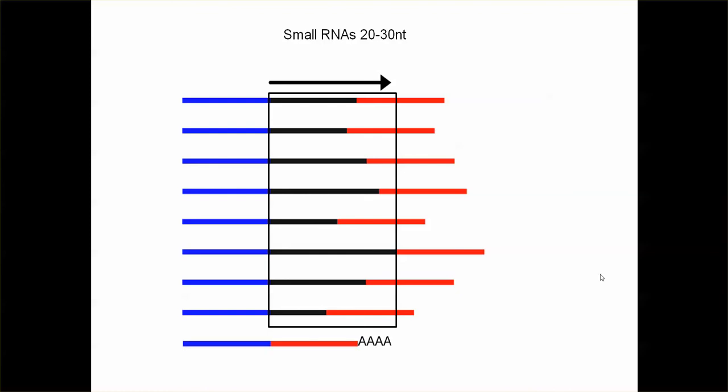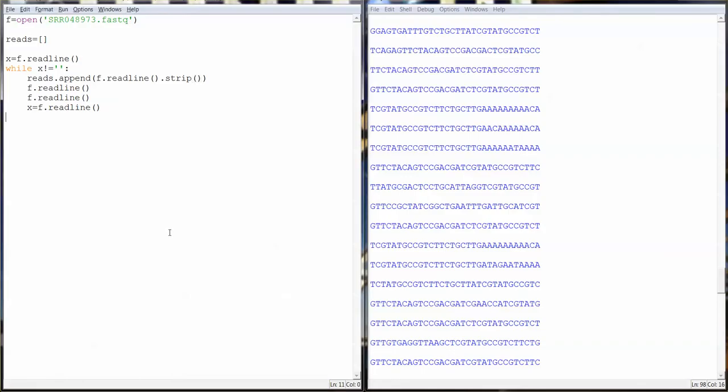What we're going to do is take advantage of the fact that sometimes the 3' adapter gets directly ligated to the 5' adapter. And then once the machine runs out of sequence to read, it just starts adding A's at the end. So we're looking for a very abundant sequence, and then we're looking for A's at the end of it. So how are we going to find that?